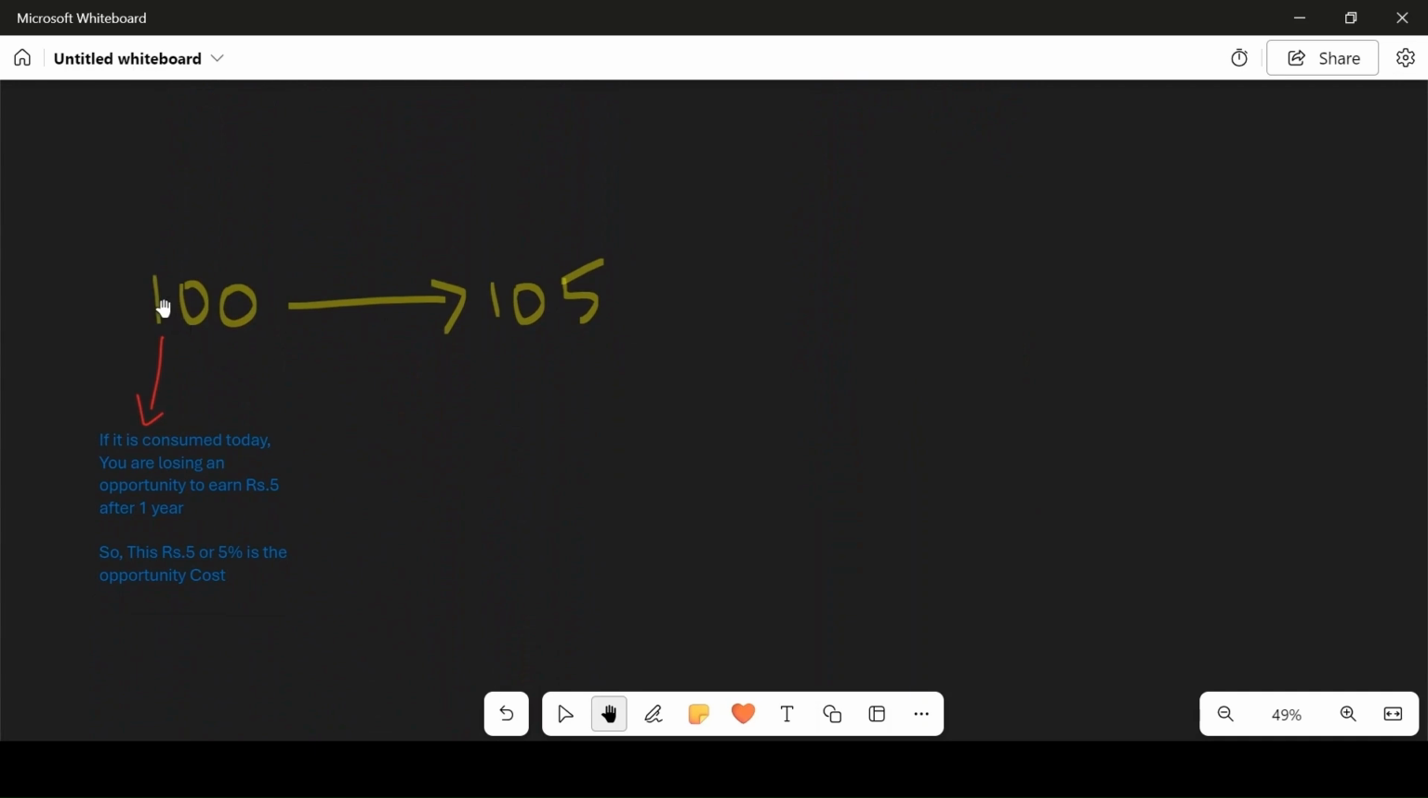You have 100 rupees today. If it is consumed today, you are losing an opportunity to earn rupees 5 after 1 year. So this rupees 5 or this 5% is the opportunity cost of current consumption.